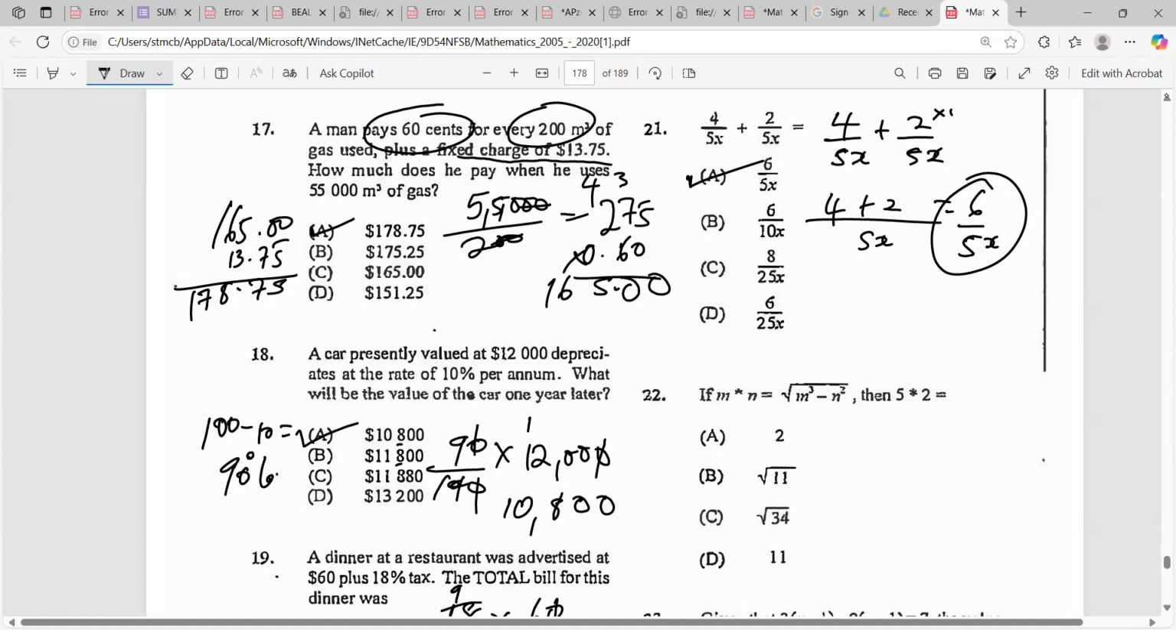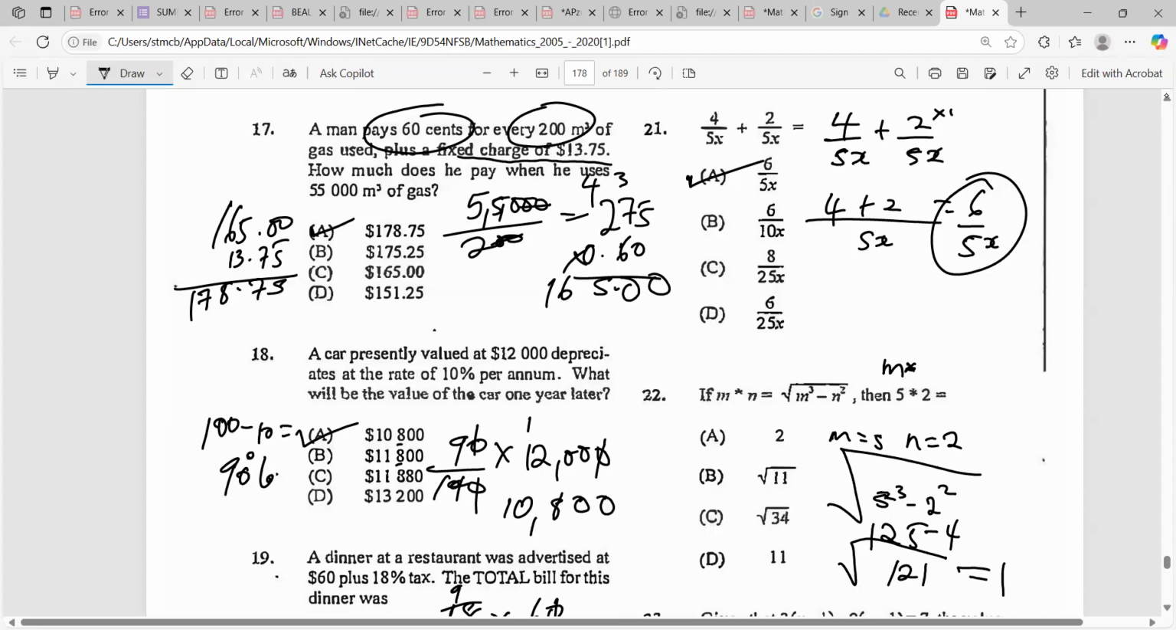Alright, if m asterisk n is equal to m cubed minus n squared, right? So technically, m is going to be the first one. That's 5. So m equals 5 and n equals 2. And this is almost what? Square root m? Not square root. Cube m. So that's 5 cubed minus 2 squared. So 5, 5, 25. That's 125. 2 twos is 4. That's what? 121. 11 times 11, 121. Yeah, so that would have been 11.